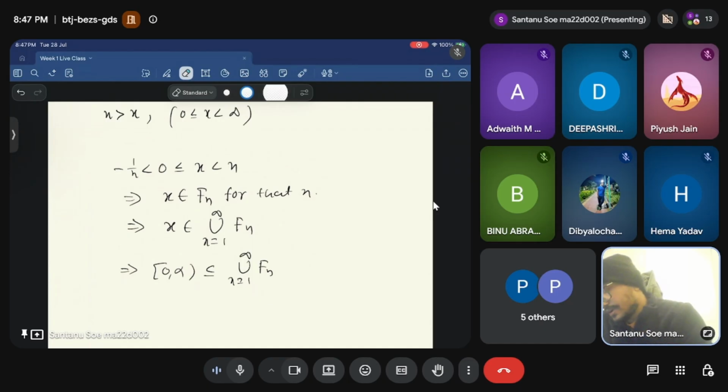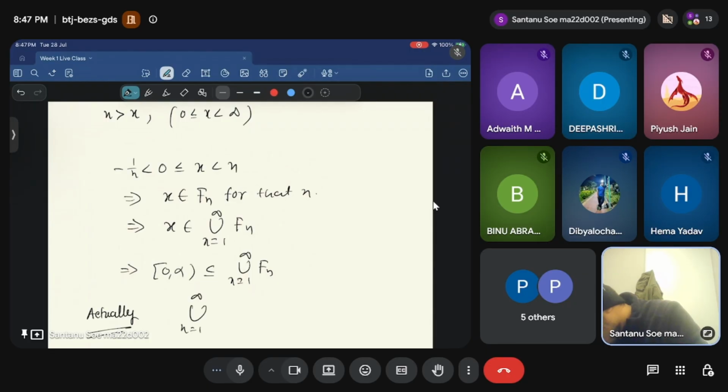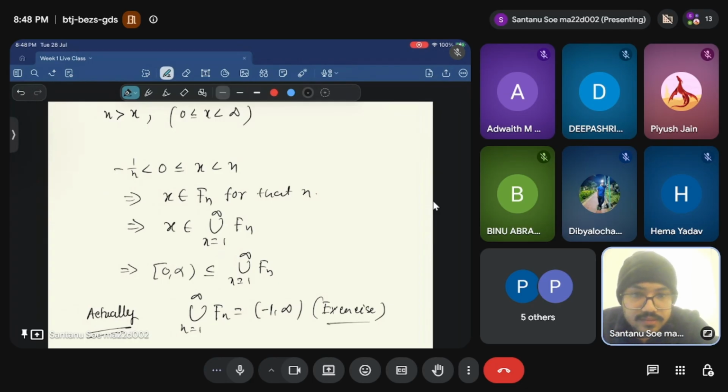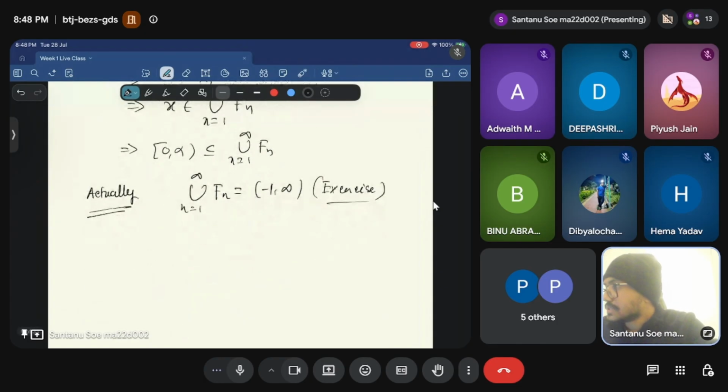Okay, so maybe you guys can try to find out. So she is actually correct. You can prove that this union is actually minus 1 comma infinity. So this is an exercise for everyone. Please try it in your free time. Okay, so is this clear to everyone? Otherwise I'll move on to the next question.